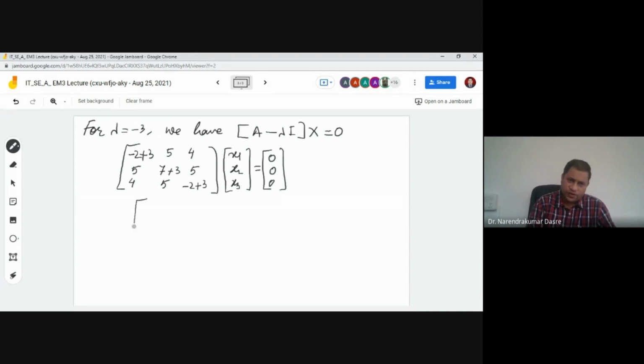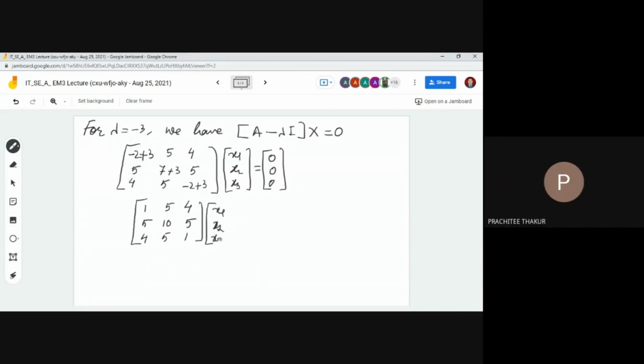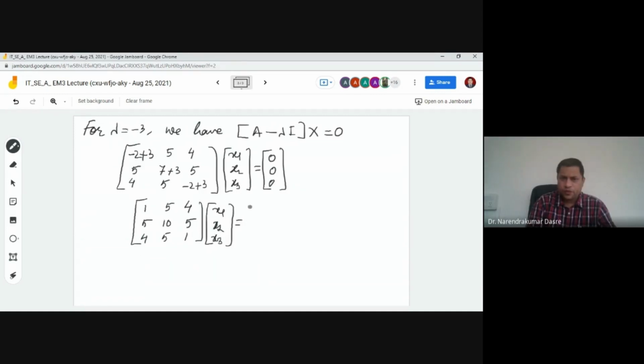Simplify this. What do you get here? This is going to be 1, 5, 4, 5, 10, 5. Then this is 4, 5, 1. Are you getting this one? Is this okay? Yes, sir. Okay. So here we have 0. Now the question is, how many distinct equations do you have?